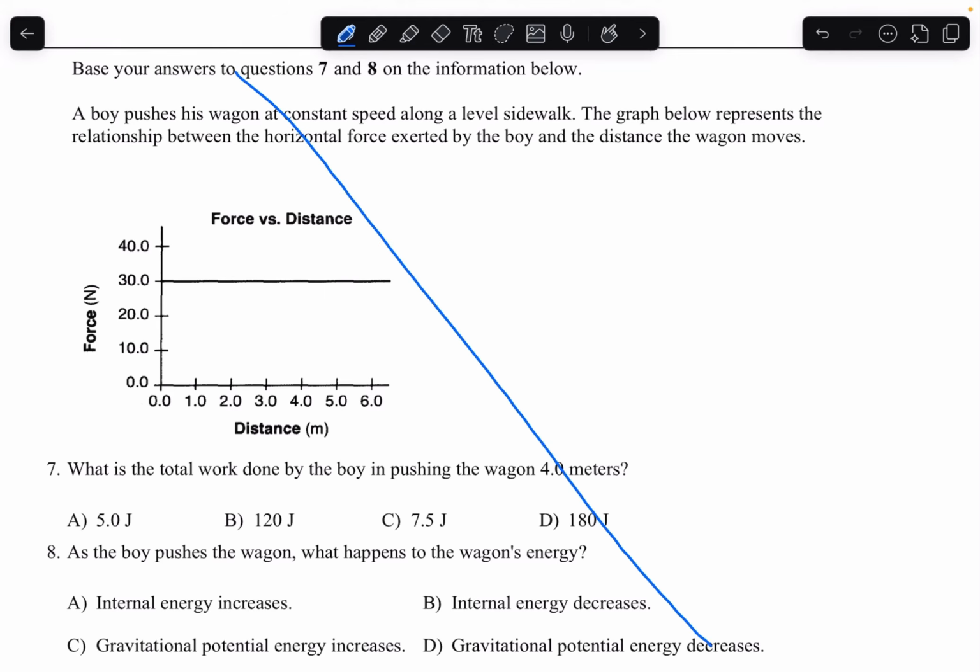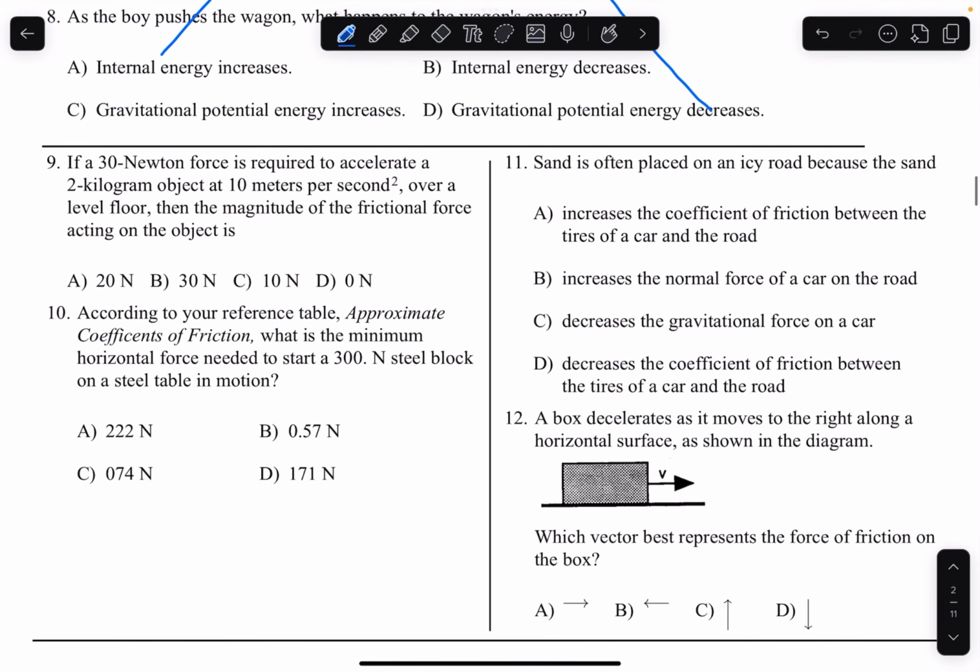So I'm going to skip 7 and 8 because these questions have nothing to do with this current topic and go on to question 9. If a 30 Newton force is required to accelerate a 2 kilogram object at 10 meters per second squared over a level floor, the magnitude of the frictional force acting on the object is what?